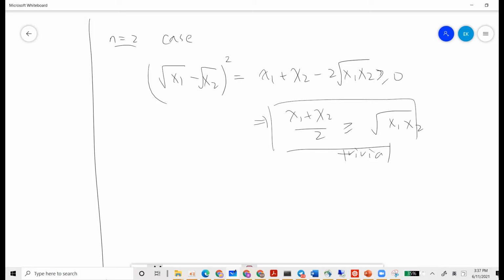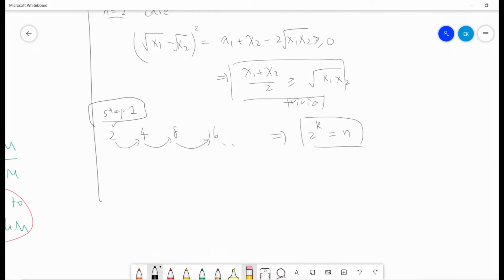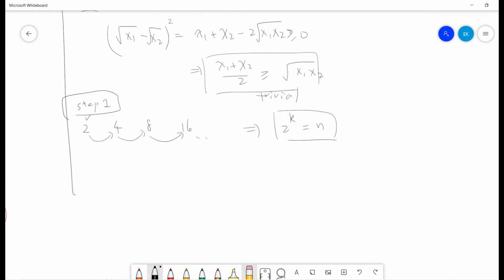In order to prove it, what we need to use is a strange idea in mathematical induction. Let me write down the idea. We already proved 2 is correct. Then we prove 4 is correct, then we prove 8 is correct, and we prove 16 is correct. So basically, we want to prove that 2^k is correct. This is step 1. Let's see why. This is obvious. Suppose n equals 2^(k-1) is correct. This is the supposition.